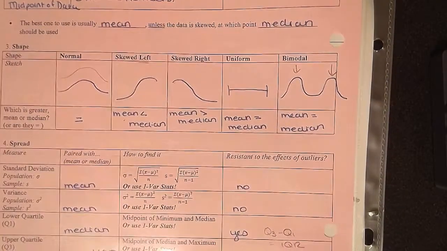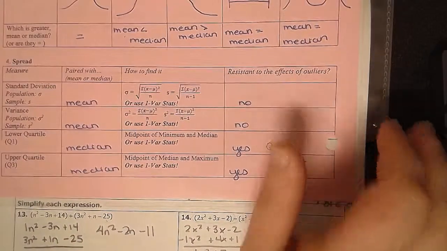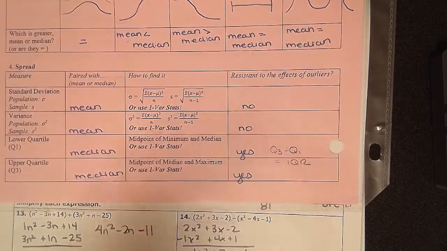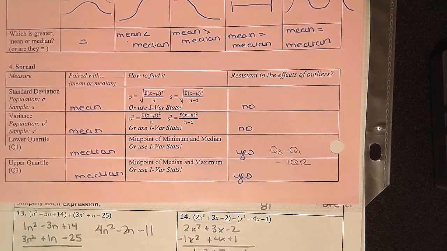Okay, now here are the formulas for standard deviation, variance, and mean. Again, you don't necessarily need to know them because we have our handy dandy calculator and we use 1-Var Stats for that. So standard deviation is always paired with the mean, and it is not resistant to outliers. Variance is the square of the standard deviation, and it's also not resistant to outliers, and it's paired with the mean. Q1 and Q3, lower quartiles and upper quartiles. Remember, those are calculated in your calculator as well.